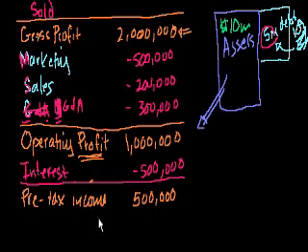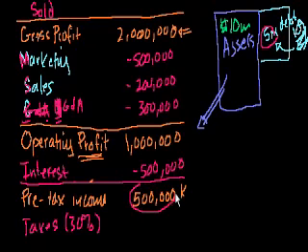$500,000. And you could guess what the next line is going to be, given that this says pre-tax. This is what the owners of the company get before they pay the government. So you could guess what the next line is. It's going to be taxes. Let's say that it's a 30% corporate tax rate. So you're going to take 30% of that number right there. 30% of 500,000 is $150,000. And then we are done.